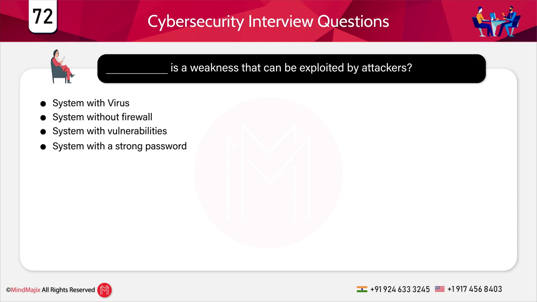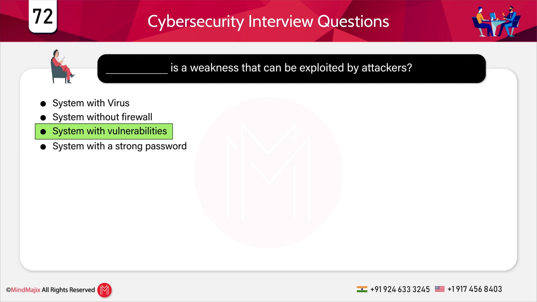Second is system without firewall. If you don't have a firewall, you may or may not be attacked. It depends upon the outsider also. Next is system with vulnerabilities. System with vulnerabilities is the correct answer, because if a system has any vulnerability, it doesn't matter whether you have a firewall or not, or whether you are monitoring it or not. If it has a vulnerability, it can be exploited by the attackers.